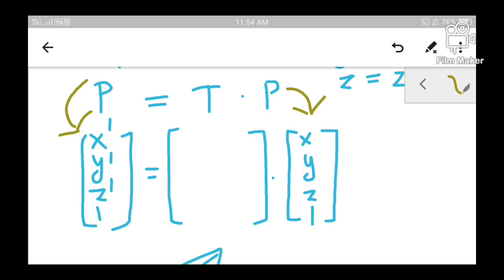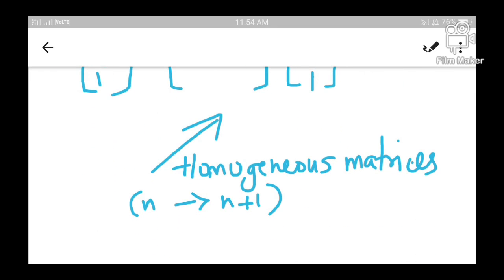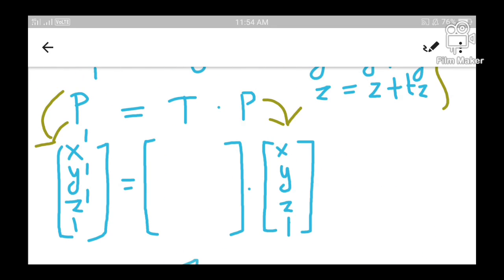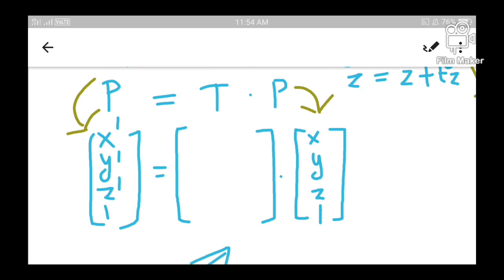Now you might have already known something called homogeneous coordinates. So what are these homogeneous coordinates? I will explain. The method of representing an n coordinate system using n plus 1 coordinates is called homogeneous coordinates.